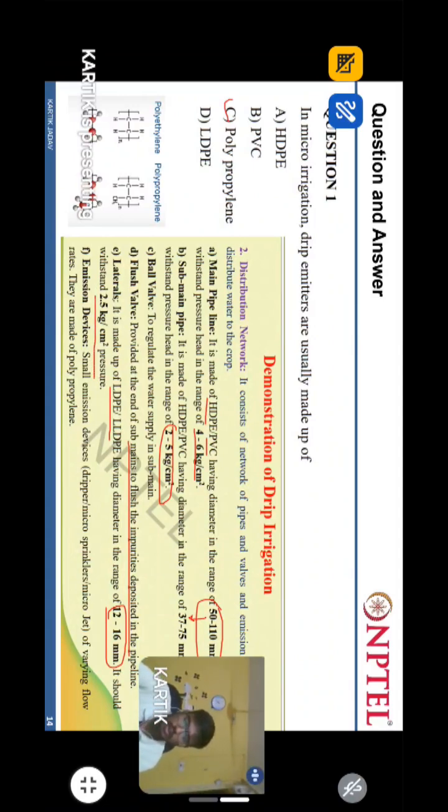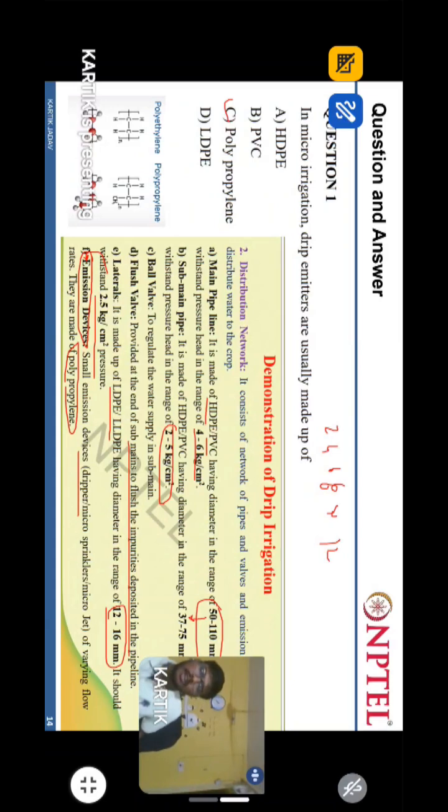On laterals we have the drip emitters, the emission devices, also known as drippers, and they are made of polypropylene. It is a very small device with varying flow rates. Various drip emitter flow rates are available, that is 2, 4, 6, 8, and 12. More than these are also available, and based on requirement we can design them.